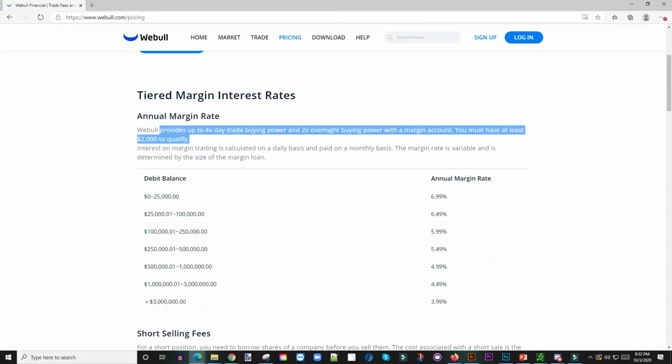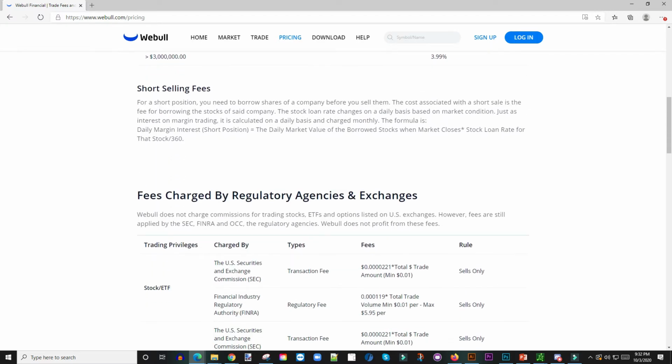So if you go down here, if you have a debit balance of say $0 to $25,000, your annual margin rate is 6.99%. If you have a debit balance of 25 to 100,000, your annual margin rate is 6.49%. So you can just see as you increase your debit balance, your annual margin rate decreases, as low as 3.99% if you have $3 million plus. So that's the first part that you pay fees on. Now let's move on to the next part.